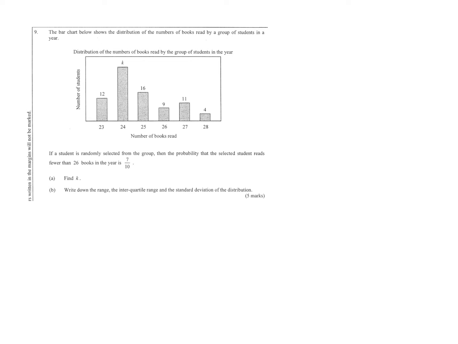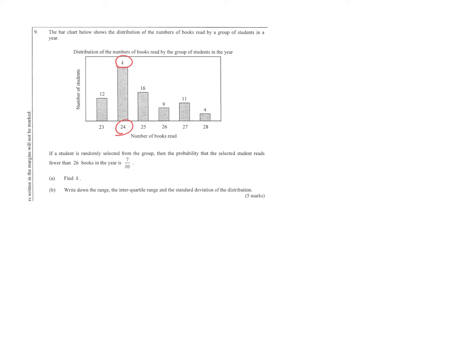Okay, this is the questions combined with the statistics and probabilities. First of all, for part A, we are going to find K. So what is K? K actually is talking about the number of students who read 24 books. Okay, and then what information we have?